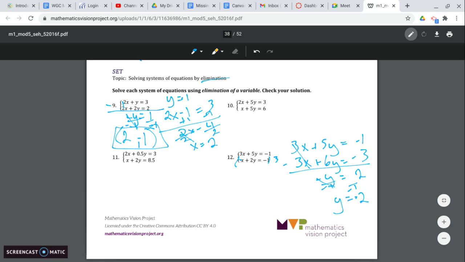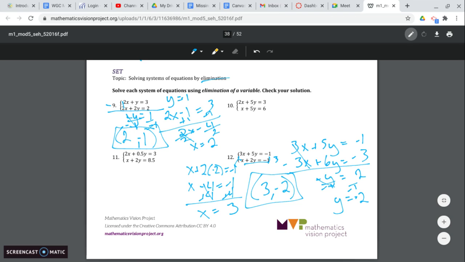Negative 2. Careful, don't drop your negatives like I keep doing for some reason. So we end up with y equals negative 2. Now we have to plug that back into one of the equations to figure out what x is. So I'm going to do it into the original second equation. So x plus 2 times negative 2 equals negative 1. So x minus 4 equals negative 1. We add the 4 over. So we end up with x equals negative 1 plus 4 is 3. So our solution is 3, negative 2.